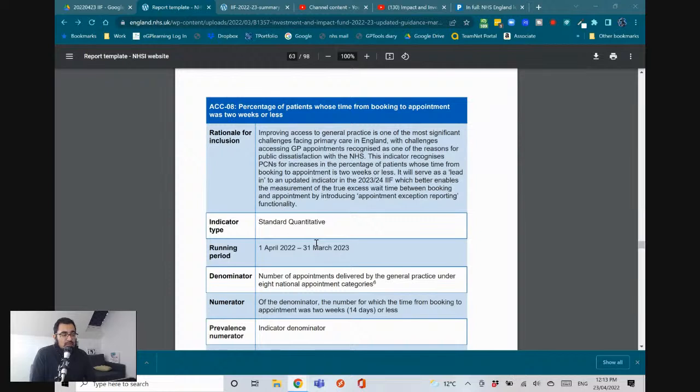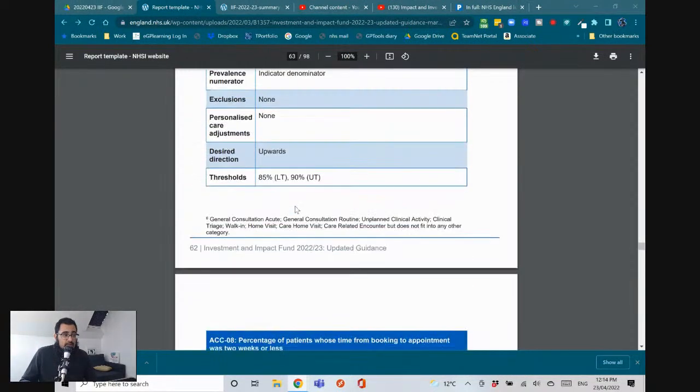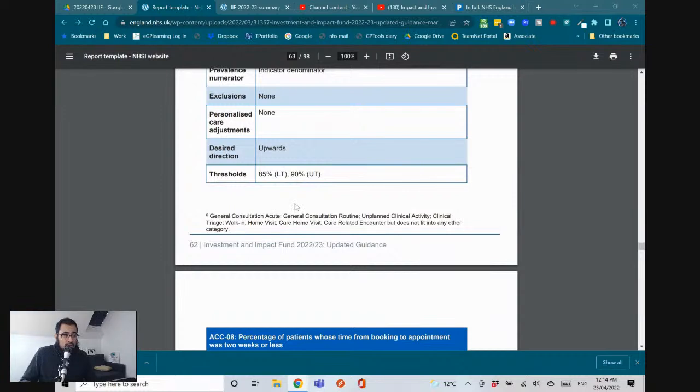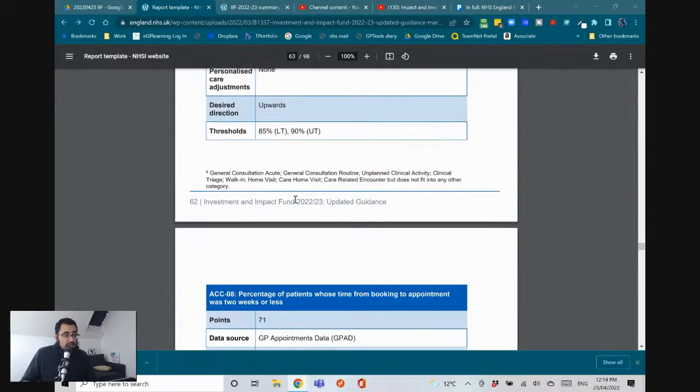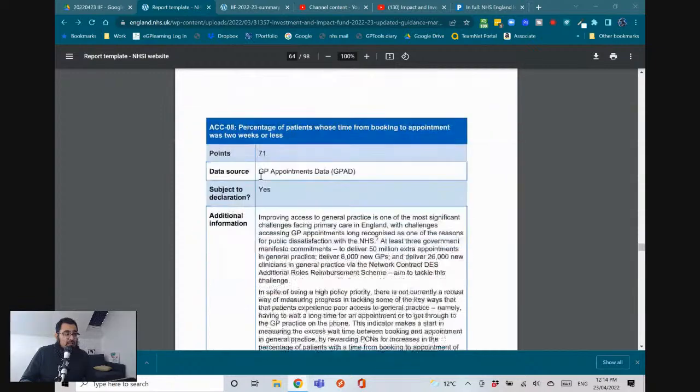Denominator: the number of patients for which time to booking appointment was 2 weeks, 14 days or less. There are no exclusions, no primary personalised care adjustments. It's an upward trend, 85% lower threshold, 90% upper threshold, and 0.71. So a significant proportion of money. We're talking £140,000 potentially, plus. Again, GPAD data, subject to declaration.